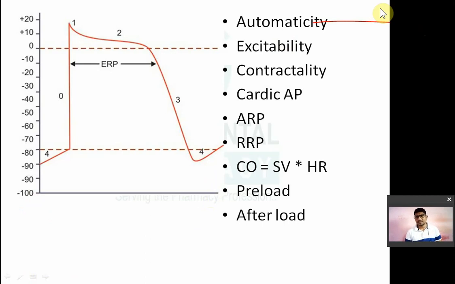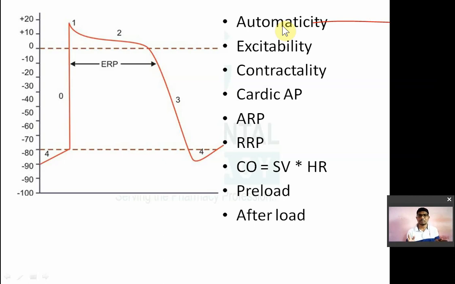This automaticity is present in the heart, and it is highest at the SA node. The SA node is known as the pacemaker of your heart. The SA node generates the impulse and transmits it. The AV node also generates impulses, at a lower rate than the SA node, and it also transmits the impulse. That impulse is transmitted through the SA node, AV node, and then the Purkinje fibers into the ventricles. That is known as the conduction system of the heart.